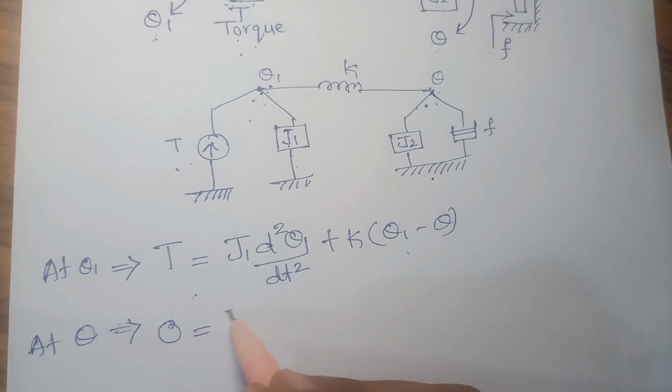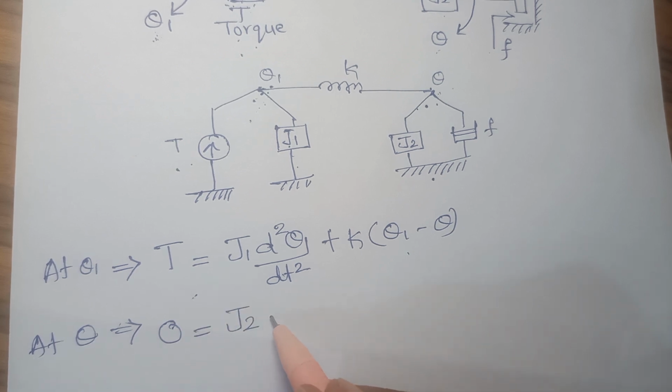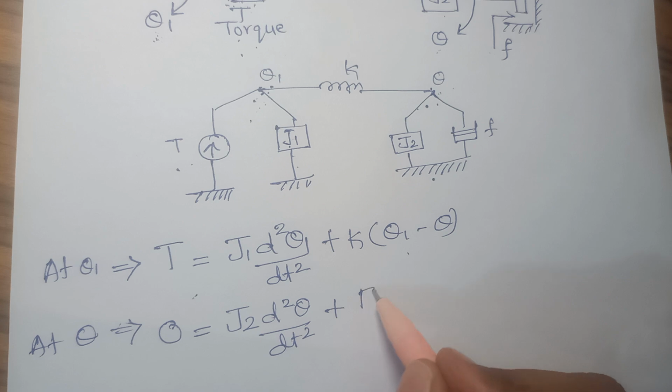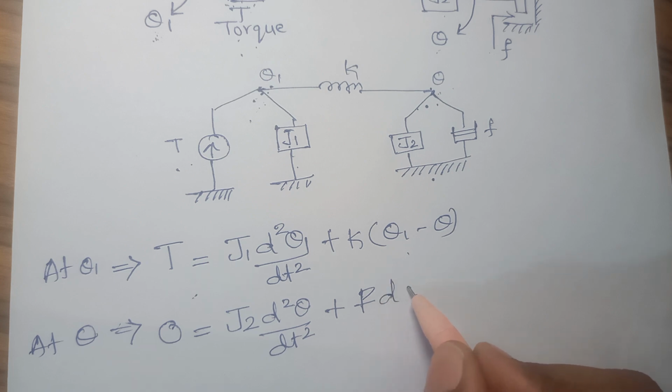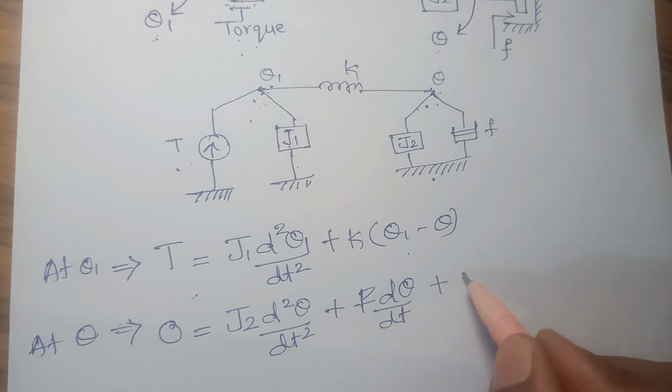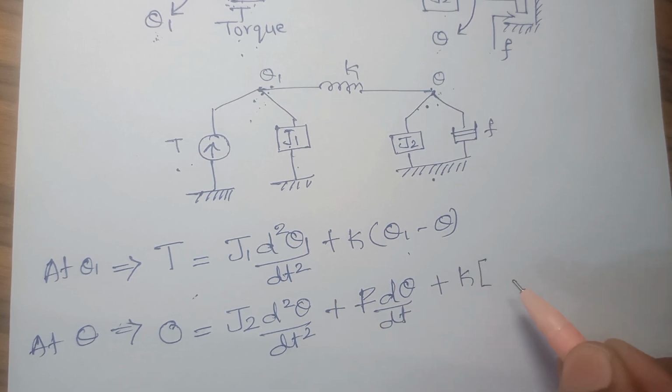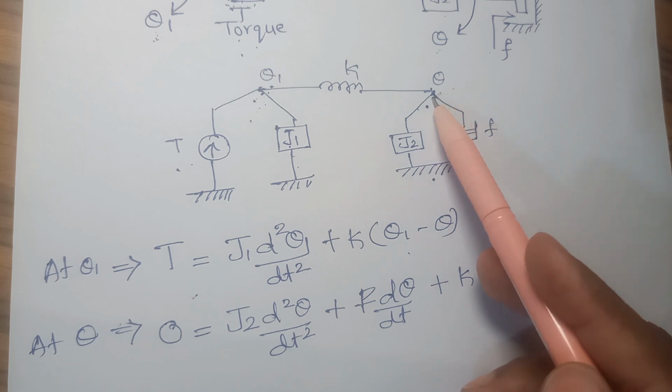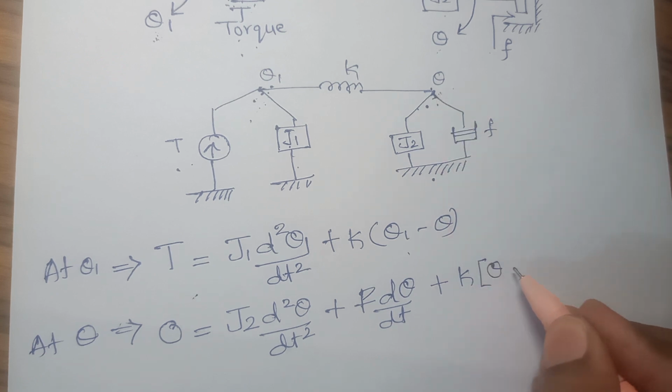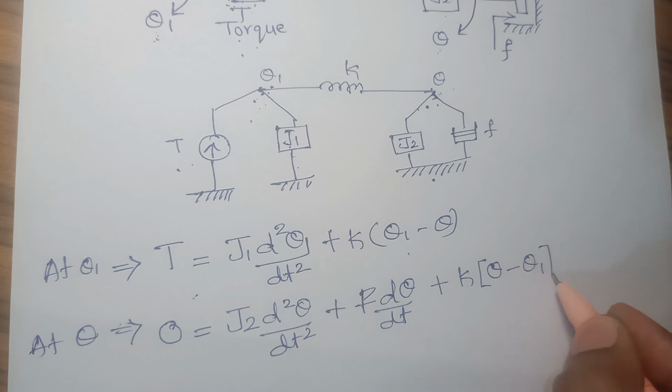Again you have to write J2 into d square theta by dt square, plus F, the dashpot, along with which you get the angular velocity, represented by d theta by dt. Then plus K into, now you are writing the equation for the second node, that is theta, you will get theta minus theta 1.